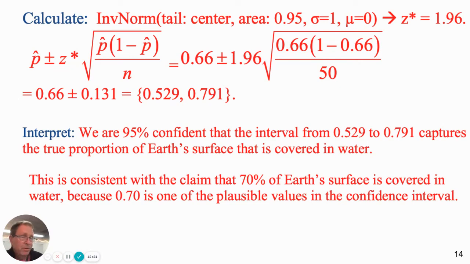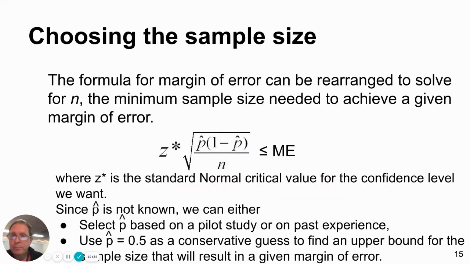I also put up here at the very top my calculator notation for how I got my Z star equal to 1.96. And that will be a complete answer to that question right there.